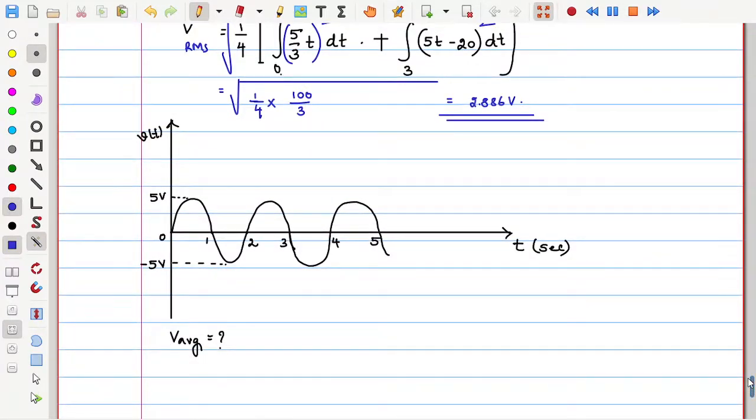Right. So I asked to find the average value for this waveform in the last session. So anyone did it? 0. Yes.